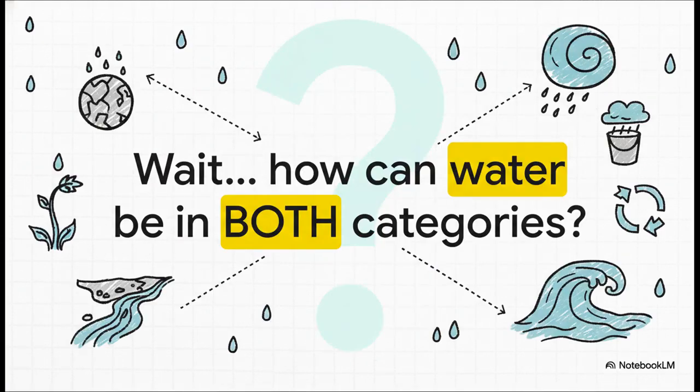But hang on a second. Did you spot it? The word water just popped up again. It's on both sides of the chart. It's listed as both exhaustible and inexhaustible. So how can that be? Is this a mistake? No, actually, it's the most interesting part of this whole puzzle.